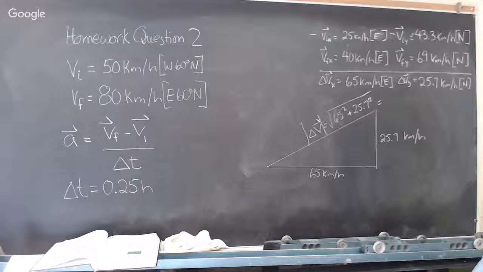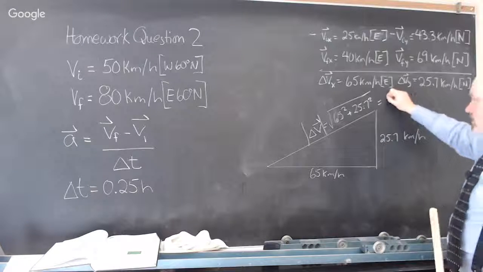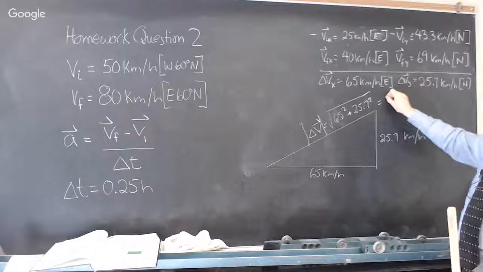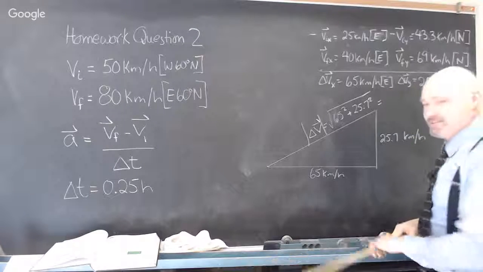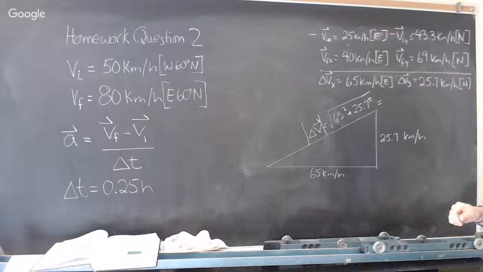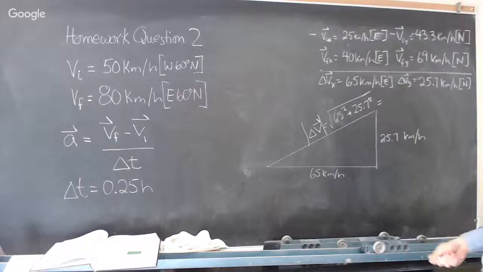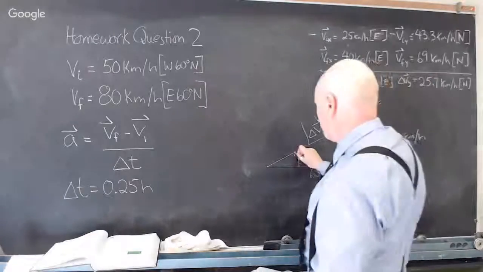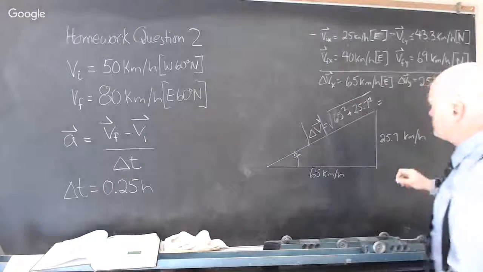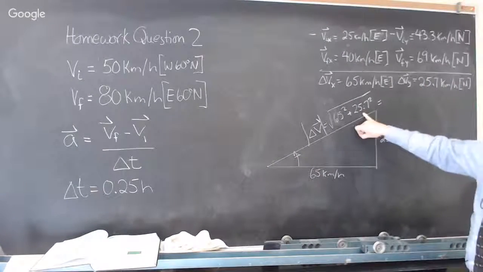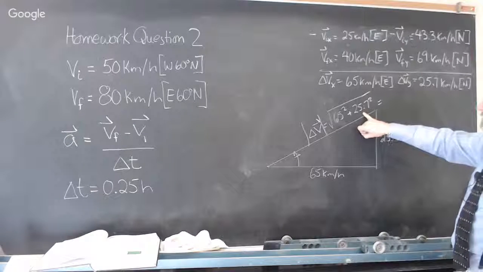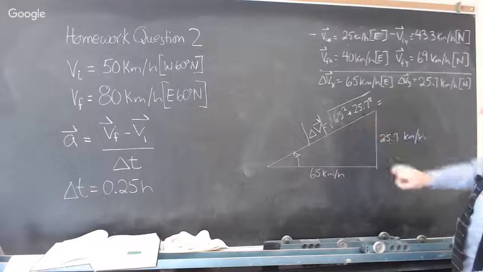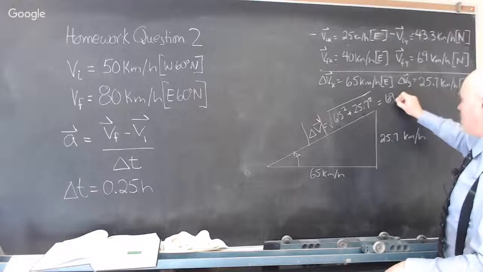So 65 squared is 4,225. 65 squared. Yeah, just give me the whole deal. Turn my phone sideways and everything. Plus 4,885.5. That's all thing. And then we take the square root of that. 69.89. Really? 69.89 kilometers per hour.